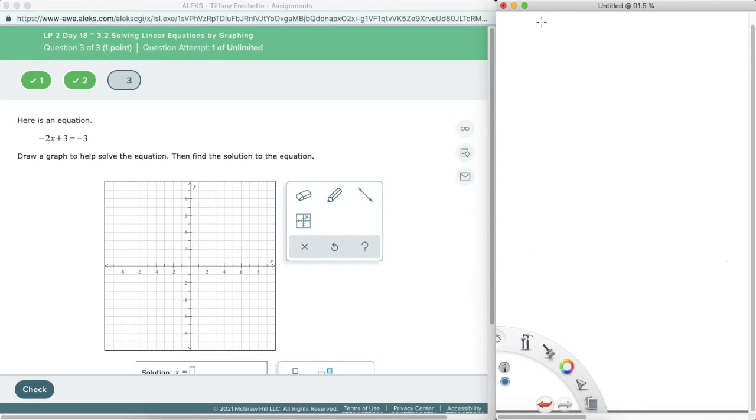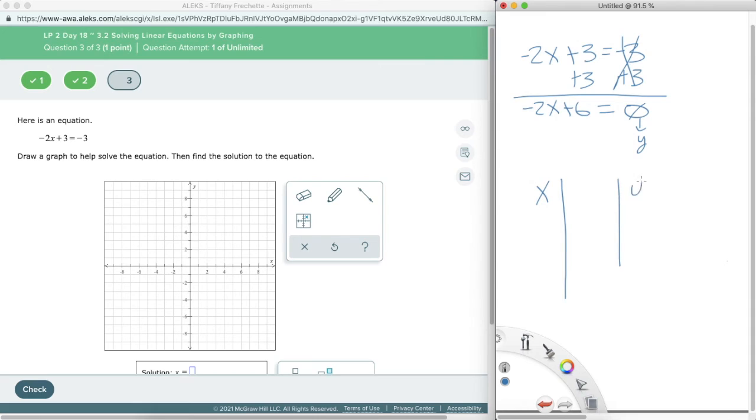So we're going to do the exact same thing. Negative 2x plus 3 equals negative 3. And we're going to make this equal 0. So we're going to add 3 to both sides, so those cancel, and I get negative 2x plus 6 equals 0. So remember, this is also y. So I'm going to go x, y, negative 2x plus 6, 0, 1, 2.